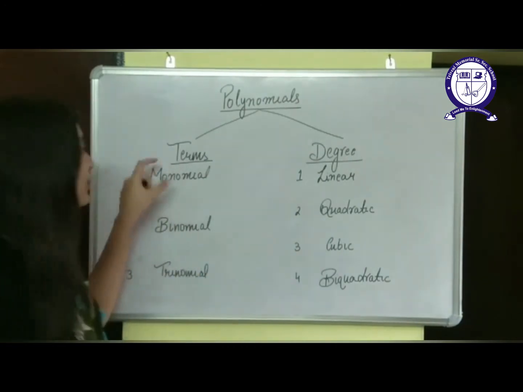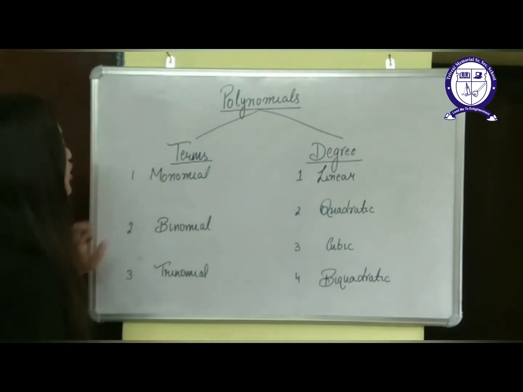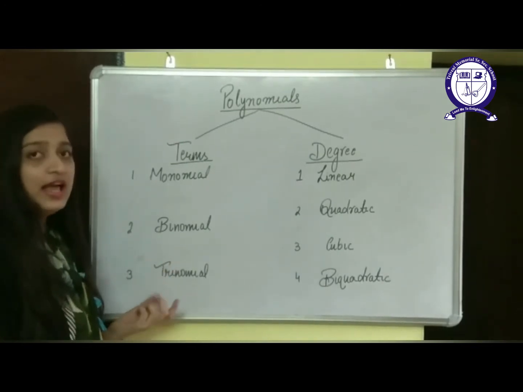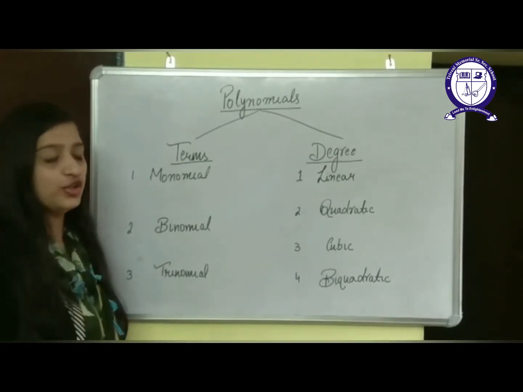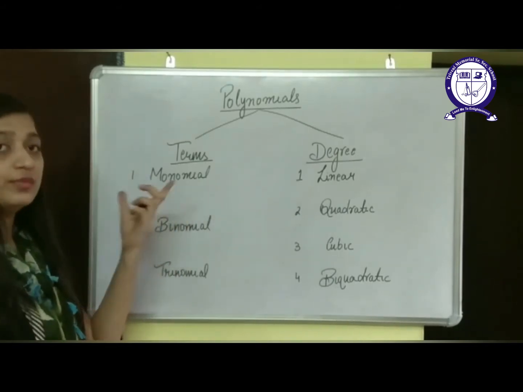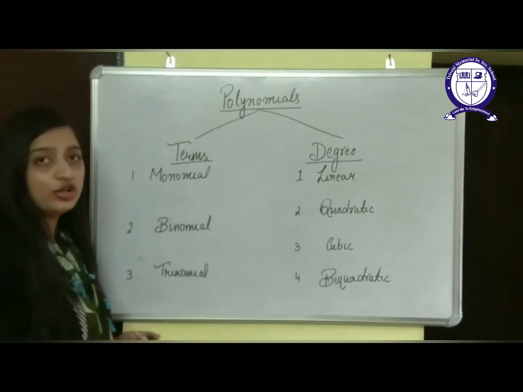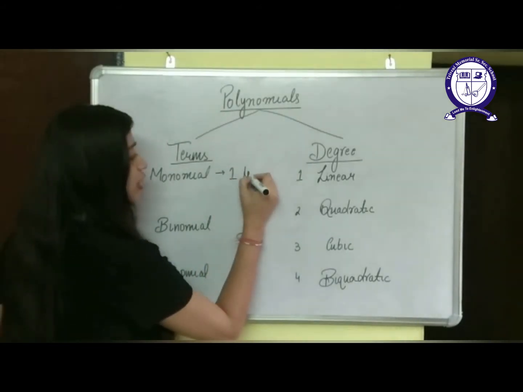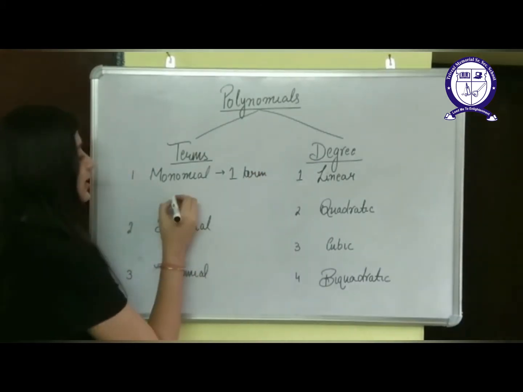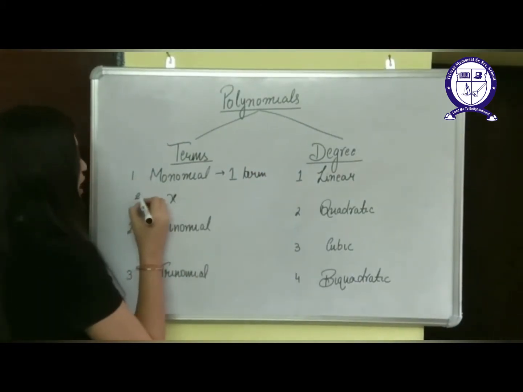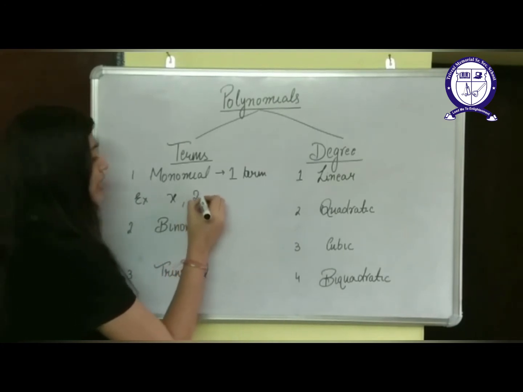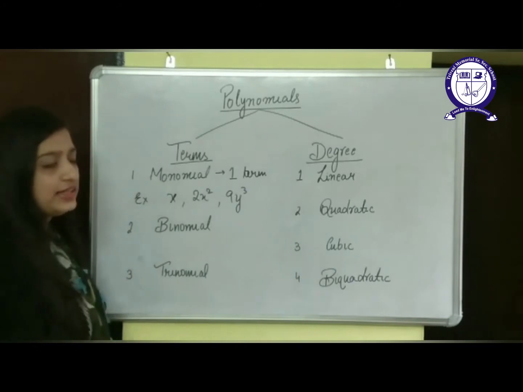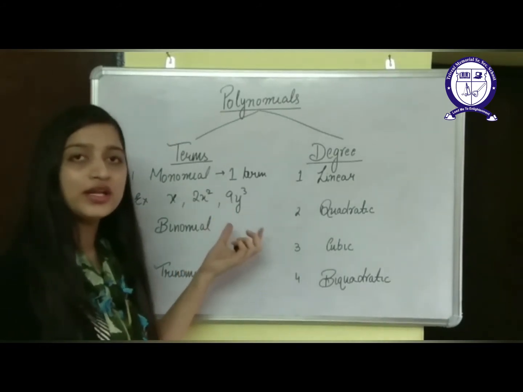Now first of all, on the basis of terms. The first one is monomial, then binomial, third trinomial, and all the others are called polynomials. Now what is a monomial? A monomial is any polynomial or any expression which has only one term. For example, it can be x, or 2x square, or 9y cube, or anything. Just one term in the whole expression.